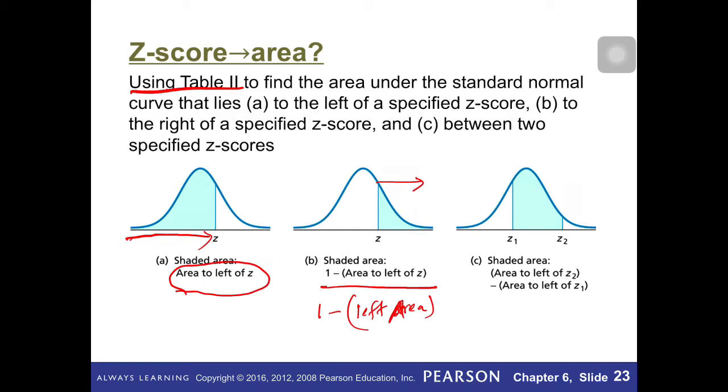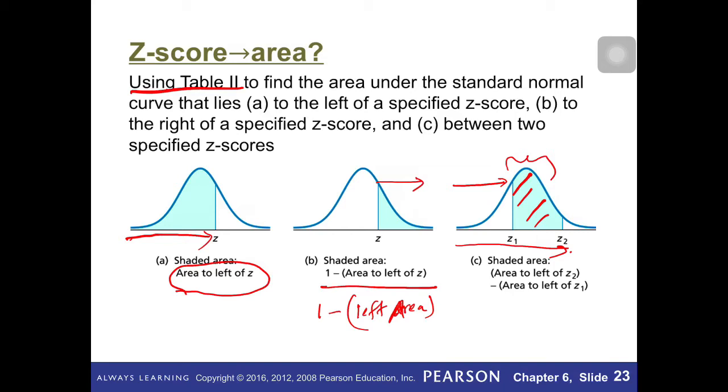Third one is in between something. Area to the left, so in between, how we measure this in between, you have to find area up to this point and area up to this point. Okay, see, area to the left of C2 minus area to the left of C1, so that you can get the area between this. Clear?